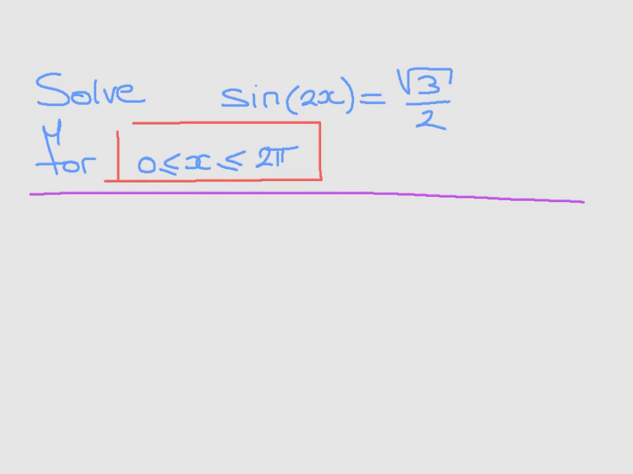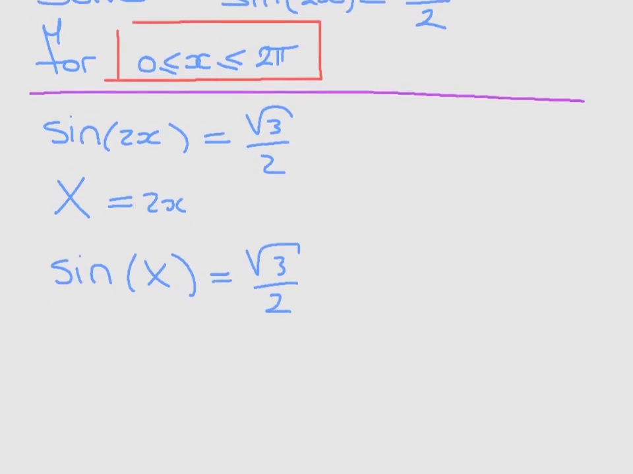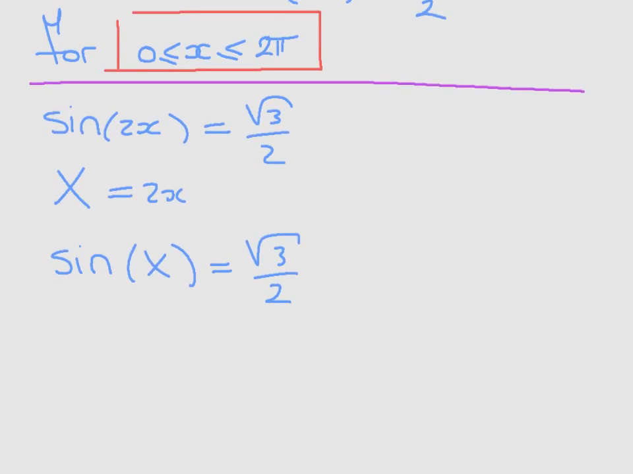The second thing we'll do is we have sine of 2x equals square root of 3 over 2. We're going to let capital X equal 2x. This allows us to rewrite our equation in terms of capital X. And we can now solve sine of capital X equals square root of 3 over 2. This actually makes our equation much easier to solve.